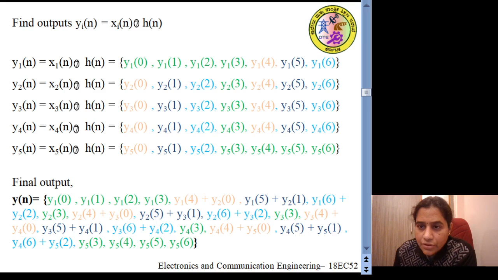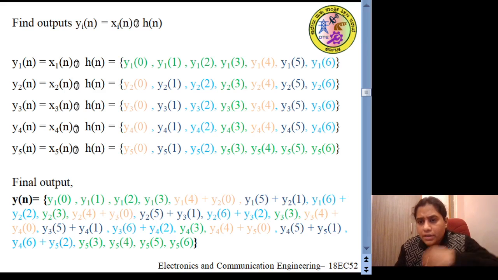These four samples which I have highlighted in green color, we are keeping as they are. You can observe here, the final output is y1 of 0, y1 of 1, y1 of 2 and y1 of 3. We are not doing any manipulations here, not doing any mathematical operation. Simply, we are keeping these samples as they are.